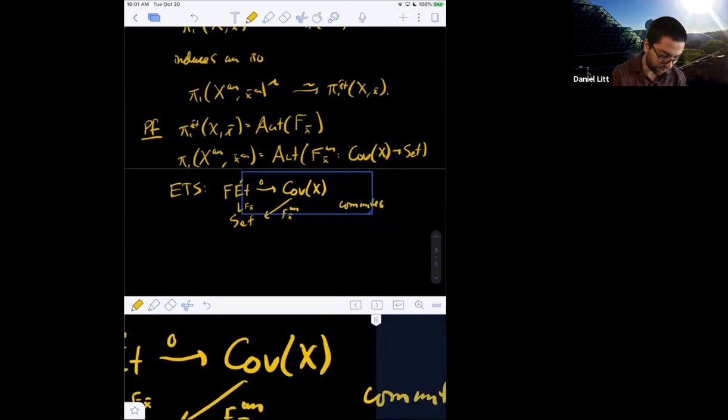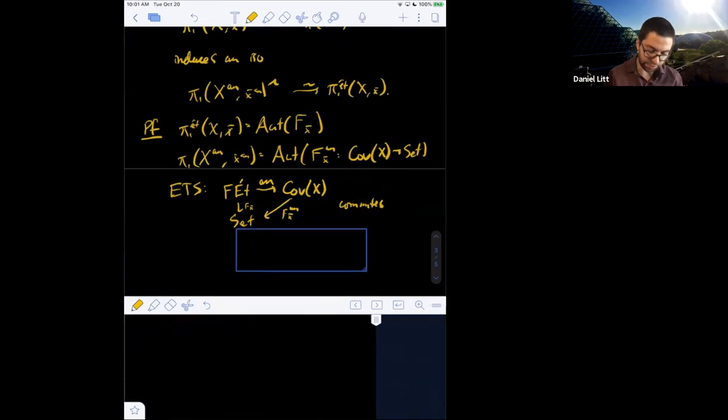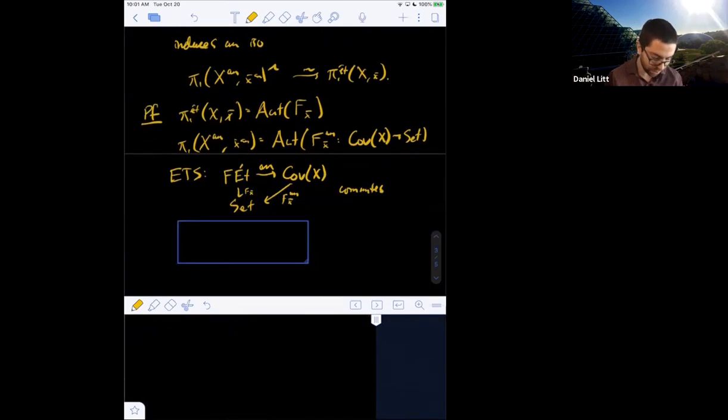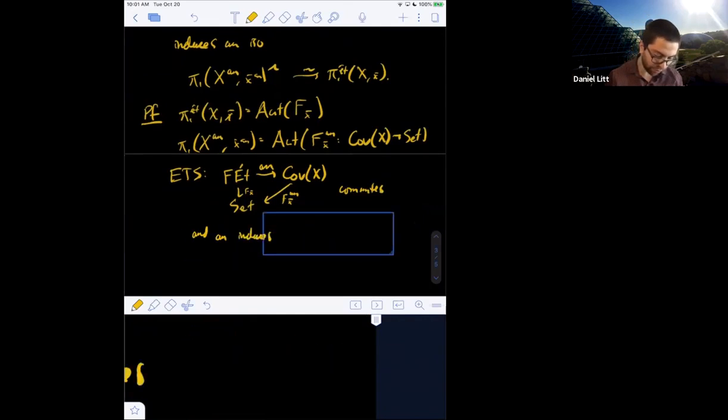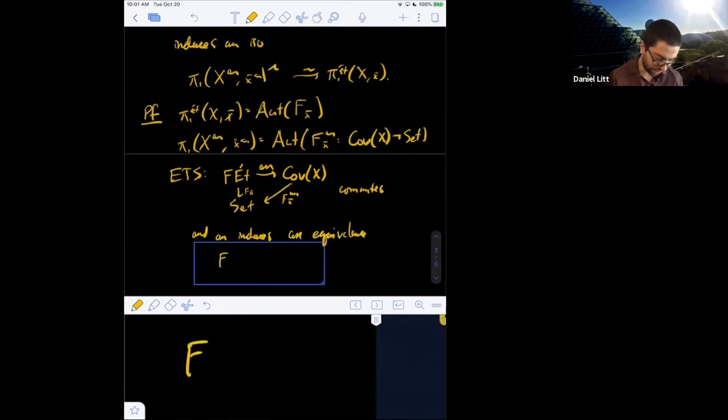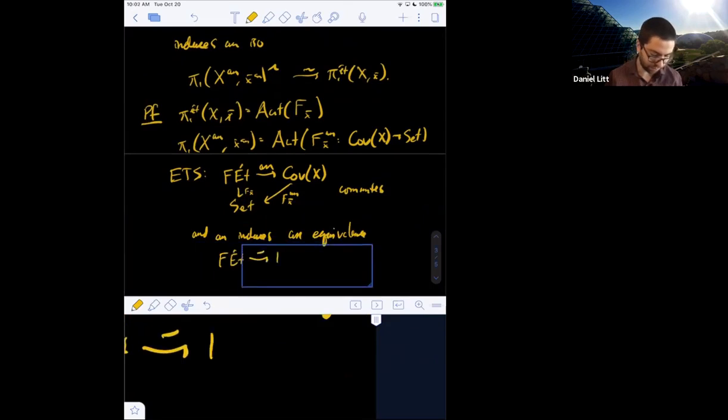We already know what this functor is. It's analytify. So given a finite étale X scheme Y, we can analytify it to get a covering space of X^an. So it's enough to show we have a diagram like this that commutes, and that N induces an equivalence between the category of finite étale covers and the category of finite covering spaces.